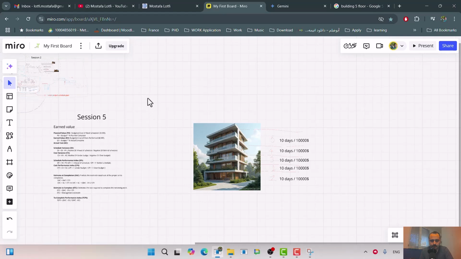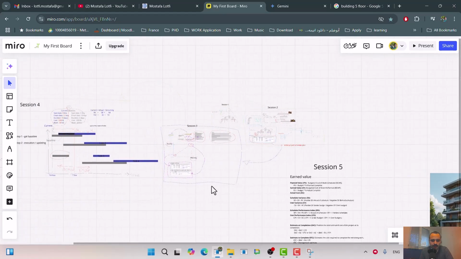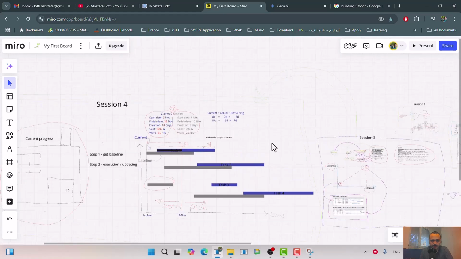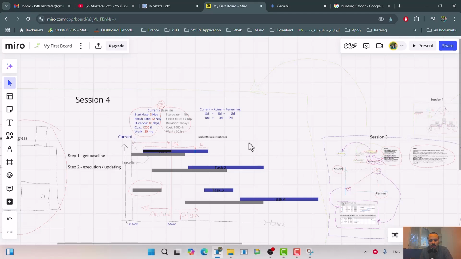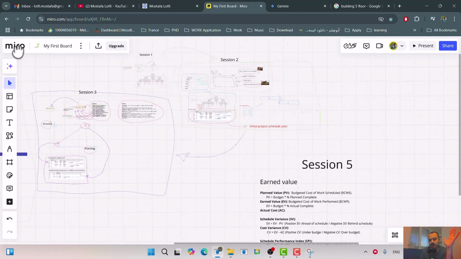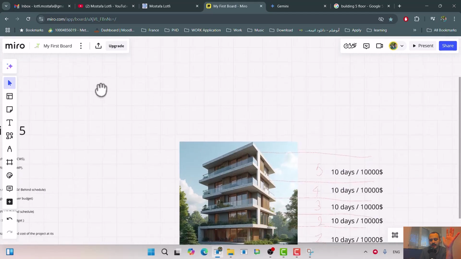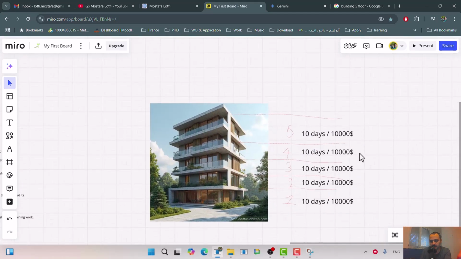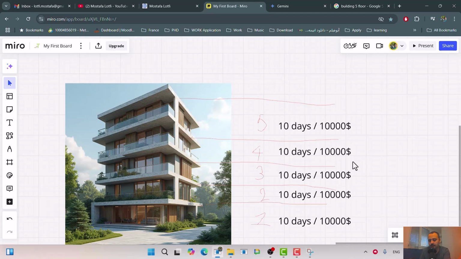Okay, so if you move back to previous sessions' discussions, you have already done these parts. Basically you are at the beginning of your project execution, and you have all this information available based on your plan. At the moment, you know that for each floor how long it will take, and for each floor how much you need to pay to build this project.